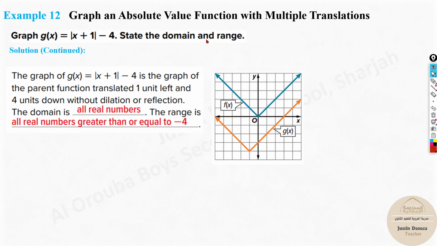Okay, the domain and range. This is very important. Sorry, I forgot about that. The domain is all the possible x values. The absolute value has all real numbers as domain, because you can put any x value, doesn't matter, you'll get the answer. But what about the range? Can there be any part of this graph less than this point, minus 4? No. So it's all real numbers above this point, not below. So all real numbers greater than or equal to minus 4.